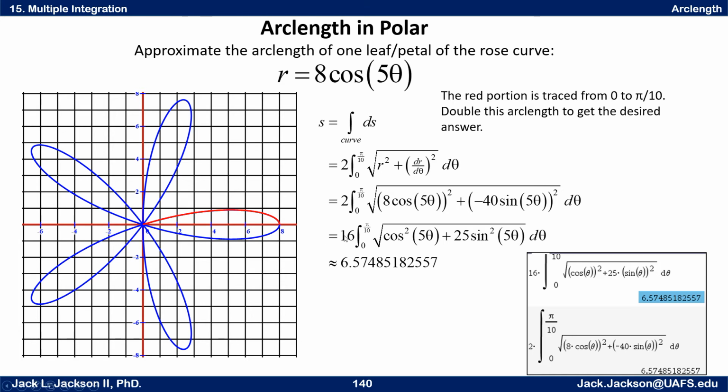And I went ahead and typed in this slightly simplified version. There's not a lot else you could do to it. I guess you could take a cosine squared of 5 theta with one of these sine squared of 5 thetas and make 1, but then you still have 1 plus 24 of these sine squares of 5 theta. If you want to do that, you could.